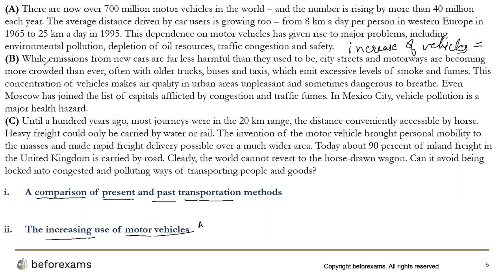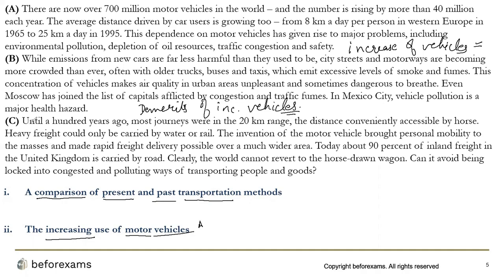So while emissions from new cars are far less harmful than they used to be, city streets and motorways are becoming more crowded, often with older trucks, buses, and taxis. This concentration of vehicles makes air quality in urban areas unpleasant and sometimes dangerous. Even Moscow has joined the list of capitals affected by congestion. In Mexico, vehicle pollution is a major health hazard. So what is this paragraph talking about? This is talking about the demerits of increased vehicles, right? It is talking about the increased pollution. So is there anything like that?